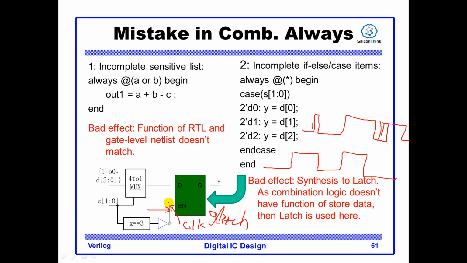And for why the enable pin of a latch can't have glitches, this is a problem of static timing analysis. I will explain static timing analysis in part 4 or part 5 of this course. This time you just remember: a latch generated by a combinational logic always block is not allowed.